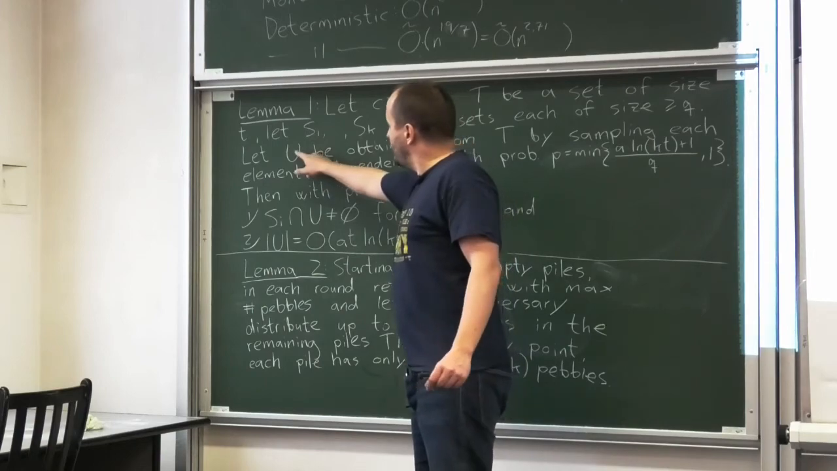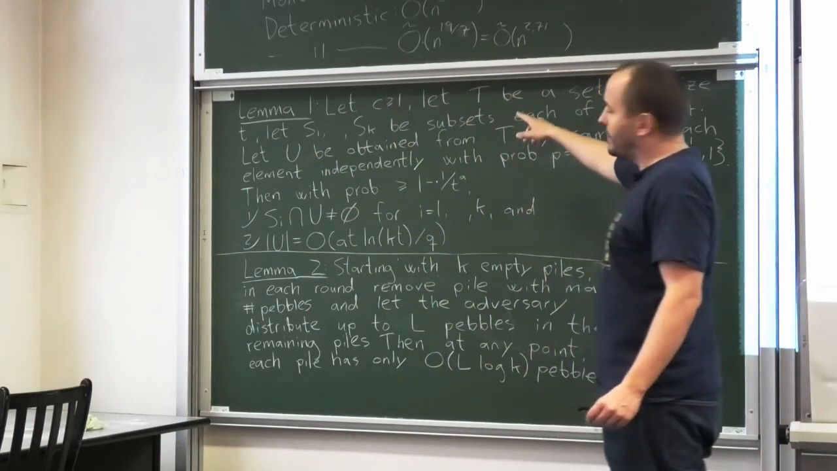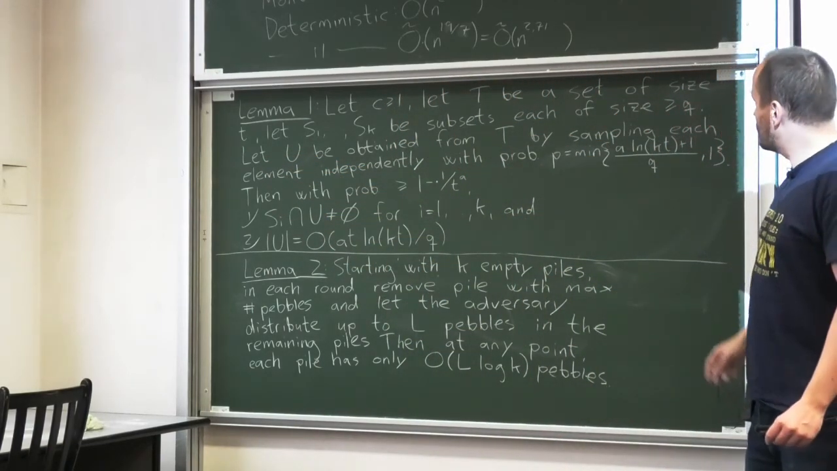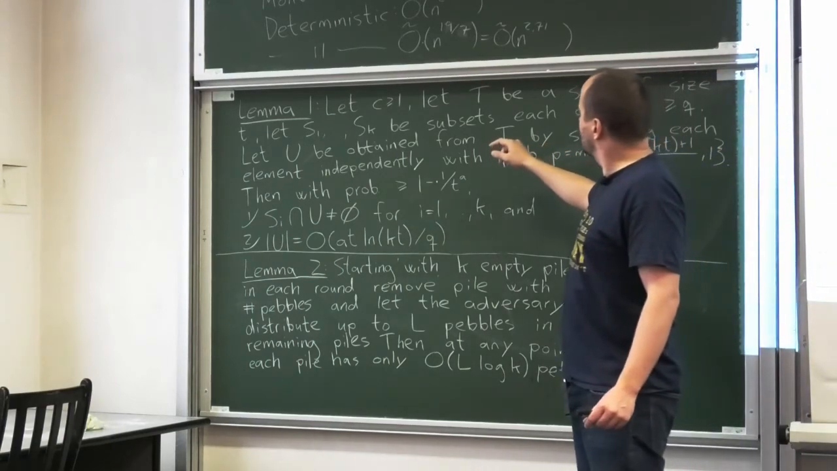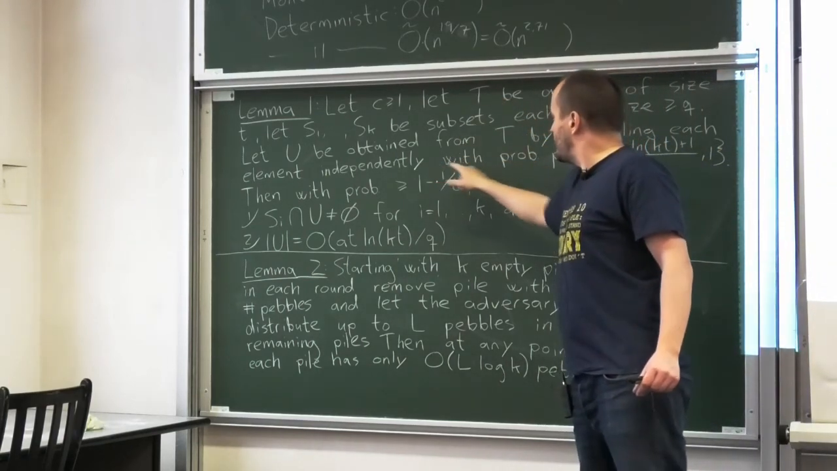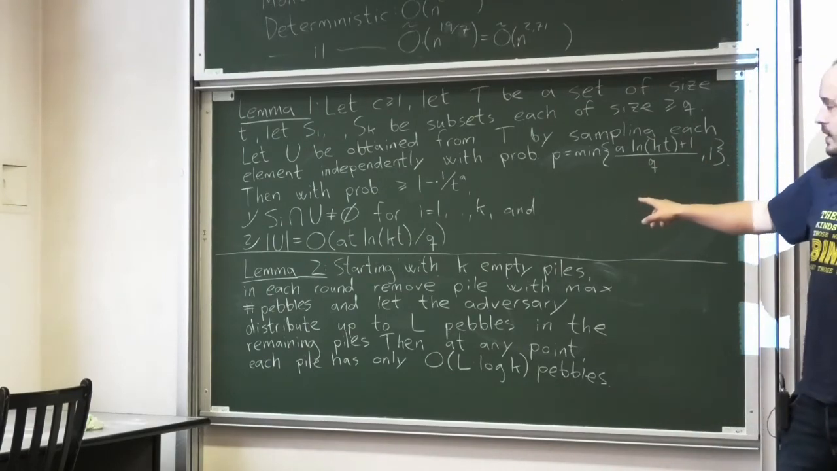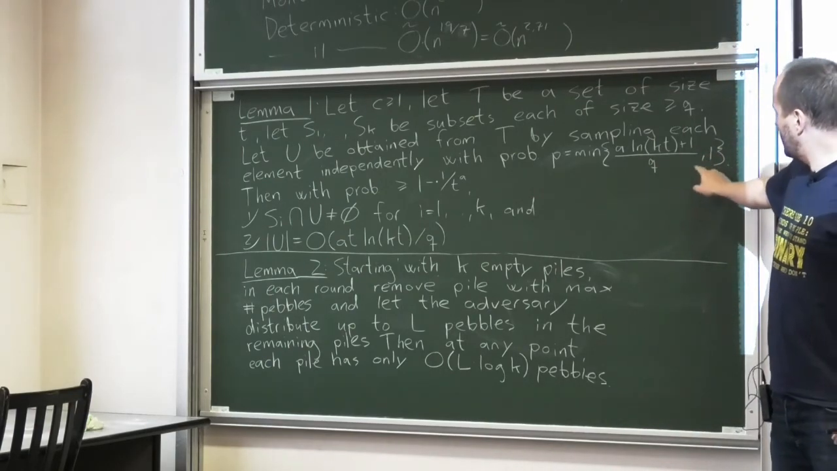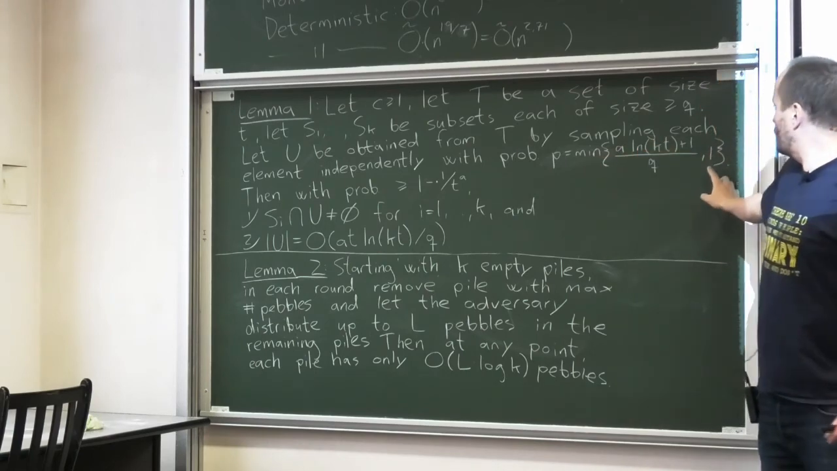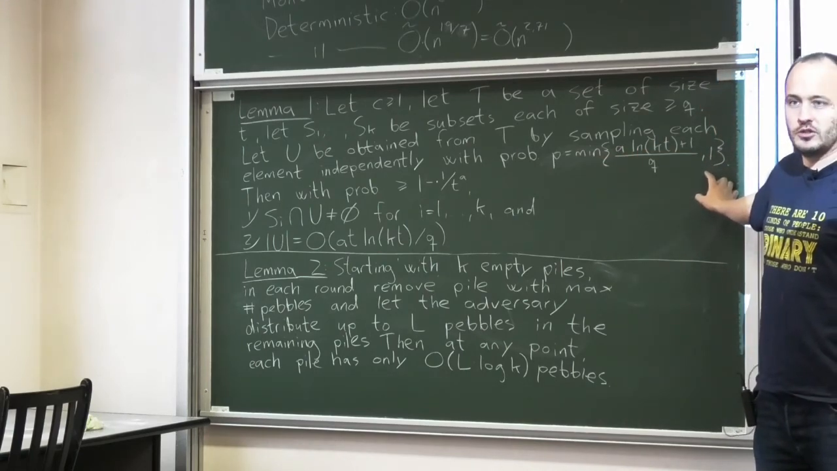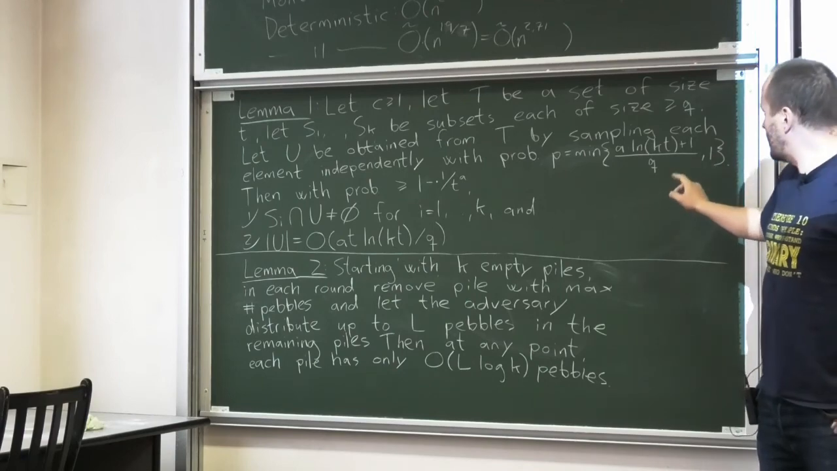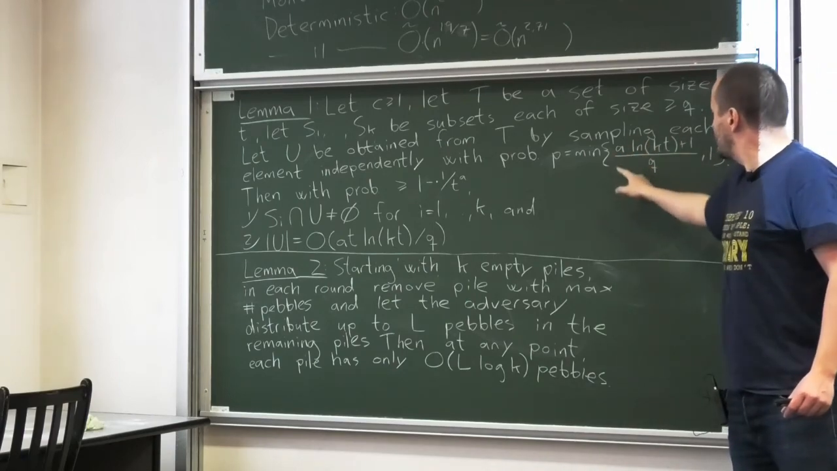Now let U be a set obtained from T by random sampling. So take each element of T and sample it independently with probability P equal to this value here. We take the minimum of something and 1 just to keep the probability from being larger than 1. That's just a technicality, but this is basically the interesting thing here.